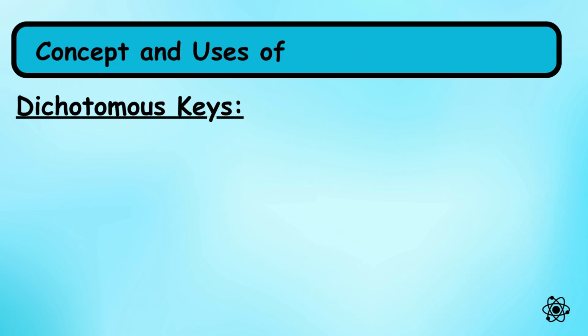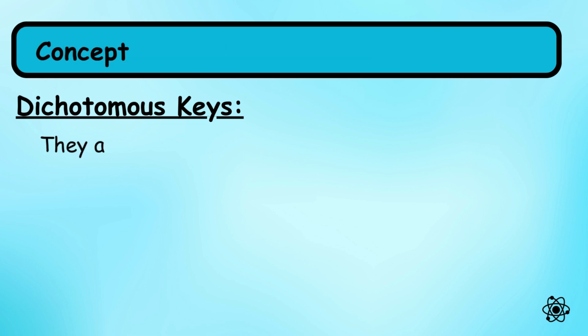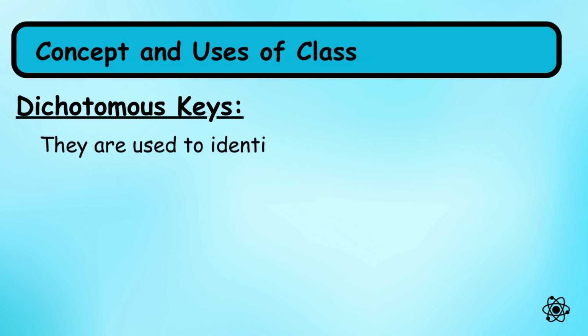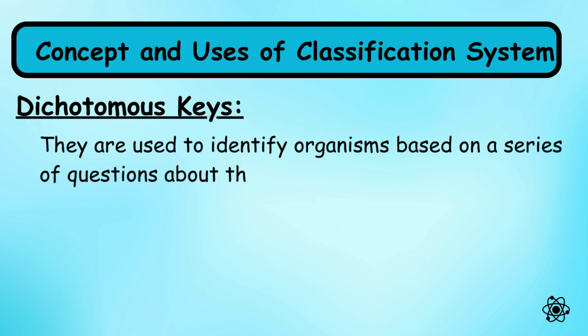Let's learn about dichotomous keys. Dichotomous keys are used to identify organisms based on a series of questions about their features. Dichotomous means branching into 2, and it helps you identify the name of an organism by giving 2 descriptions at a time and asking you to choose, which leads you to another 2 descriptions until you end up with the name of the organism.